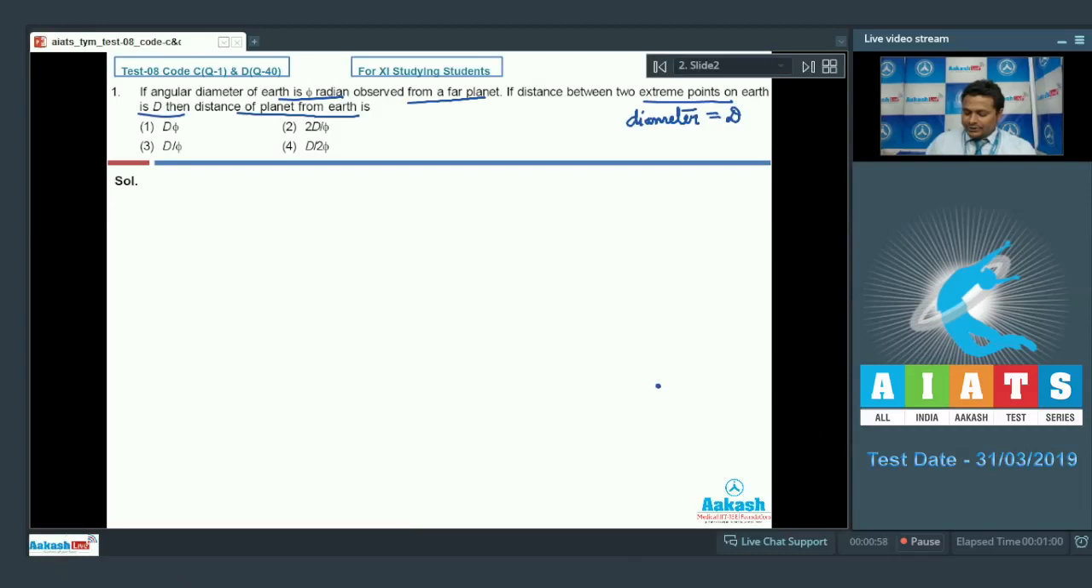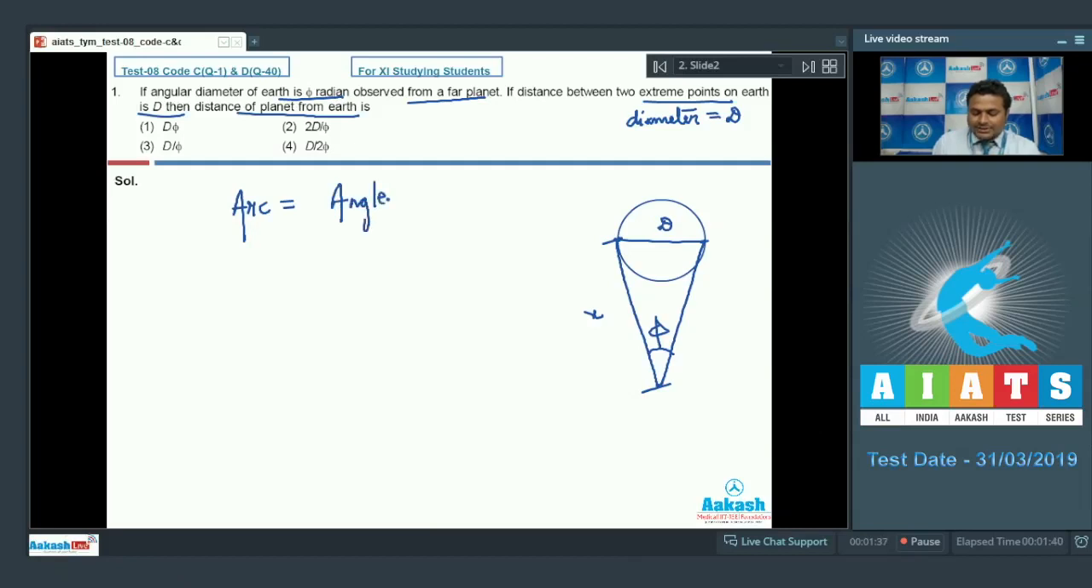Suppose this is the point on a far planet from where the Earth is observed, and here is Earth. Distance between two extreme points on Earth is given, that will be diameter. So we clearly can say that this will be the distance between Earth and far planet, which is suppose x. Now the angular diameter of Earth is also given, so this angle will be the angular diameter of Earth, given phi. We know very well that arc equals angle into radius.